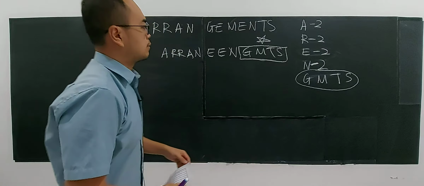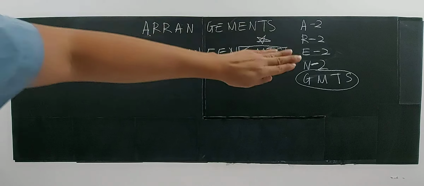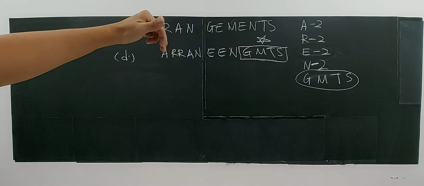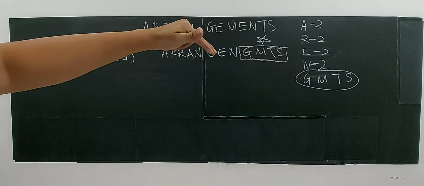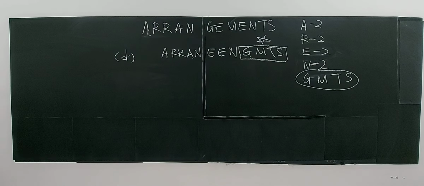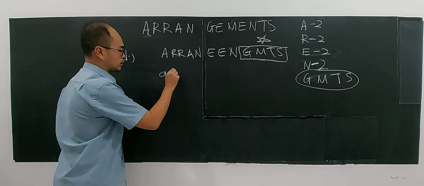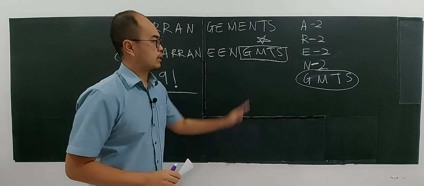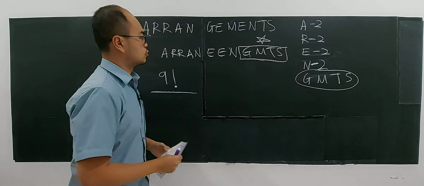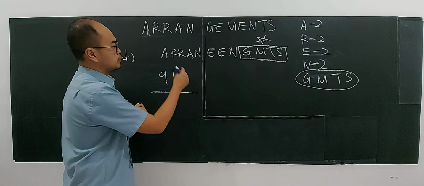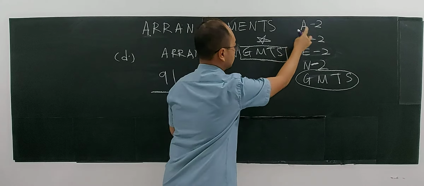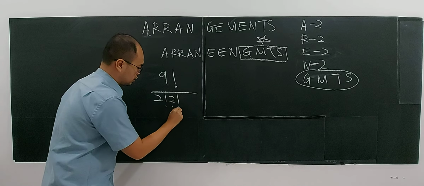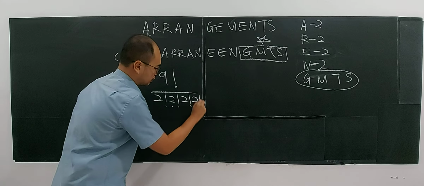Alright, they must be together. So when they are together, I replace this whole thing with a star, right? Means it's another alphabet. So now we have 1, 2, 3, 4, 5, 6, 7, 8, 9 alphabets, right? So we arrange 9 factorial. Why? Because now we just assume this is the same, because they move together, right? So 9 factorial. The repeats will be 2A, 2R, 2E, 2N. So you have 2 factorial, 2 factorial, 2 factorial, and 2 factorial.